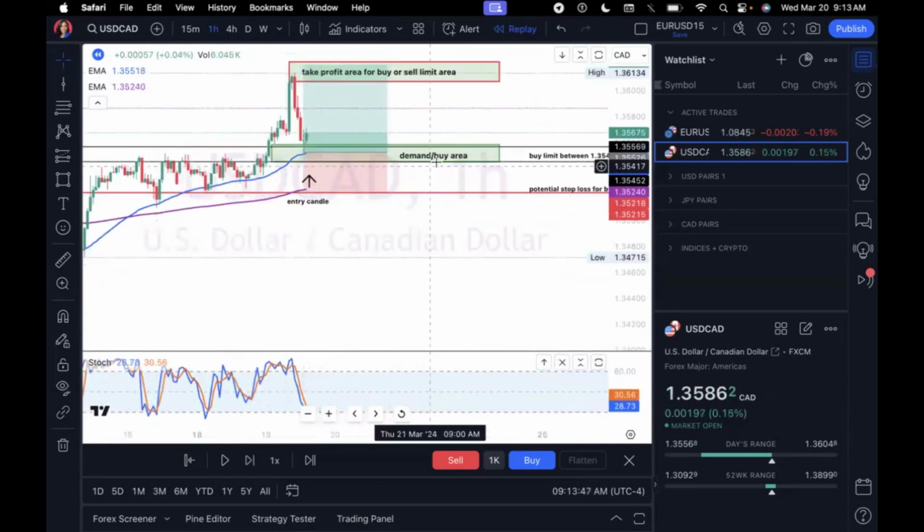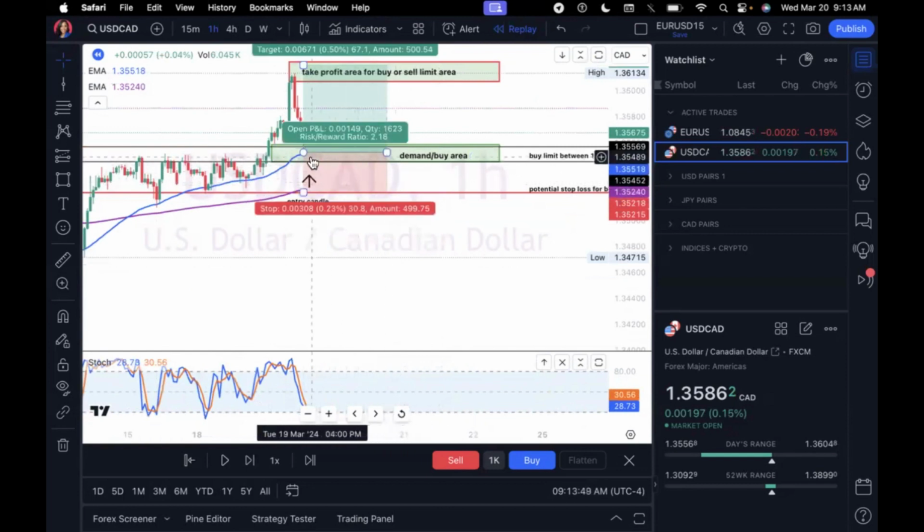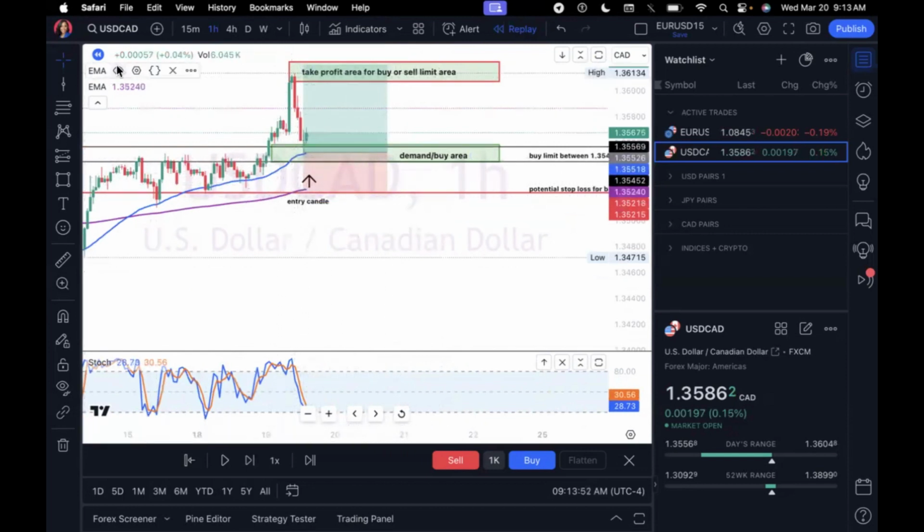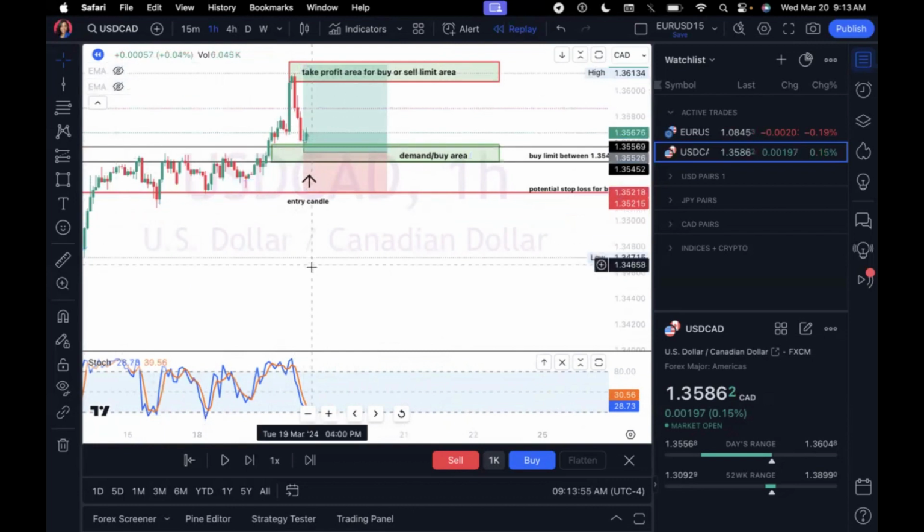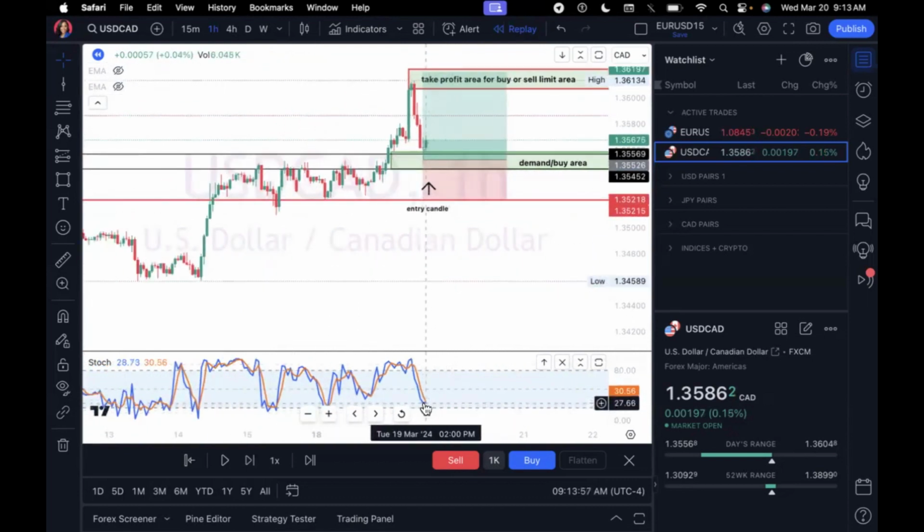So I had the fact that the market was in the demand zone. I also had the fact that the candles were above both of my EMAs. And then on top of that, I also had my stochastic. Now with the stochastic, the way that I like to use it is when the stochastic is facing up and the blue line is above the orange line, the market tends to be in a buying trend versus when the stochastic is facing down and the orange line is above the blue line, the market tends to be in a selling trend, which we can see is demonstrated here.